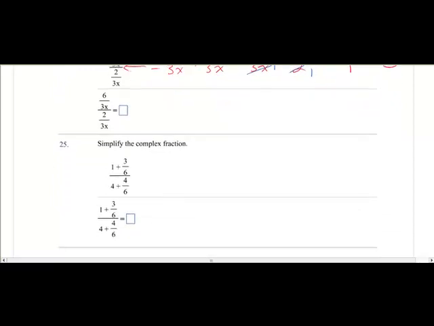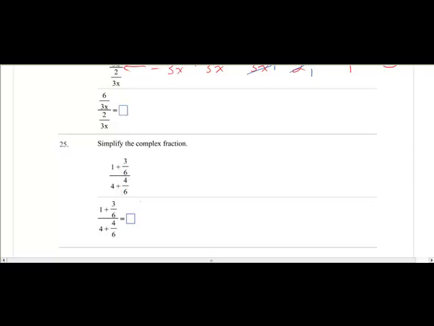A little bit more involved. The way I like to work these is to get rid of the denominators first. Okay, so what I mean by that is the complex fraction has fractions within it. I've got a fraction here, 3/6. I've got 4/6 here. I want to get rid of those fractions by canceling out the denominators. Well, how can I do that? I need to figure out my least common denominator.